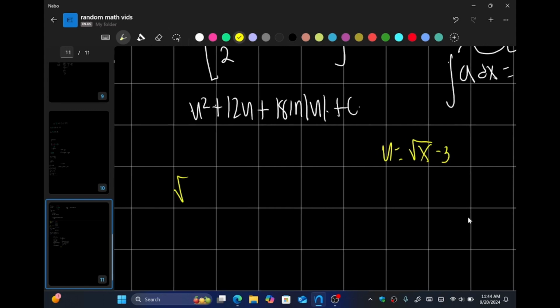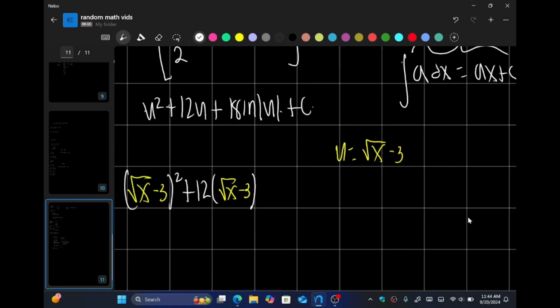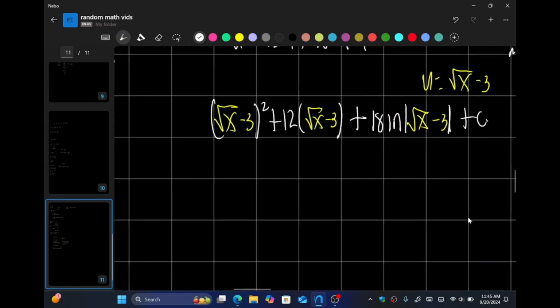So we have the square root of x minus 3 quantity squared, plus 12 times the square root of x minus 3, plus 18 natural log of the absolute value of square root of x minus 3, and then plus c. You can expand this, right? We can expand this here.